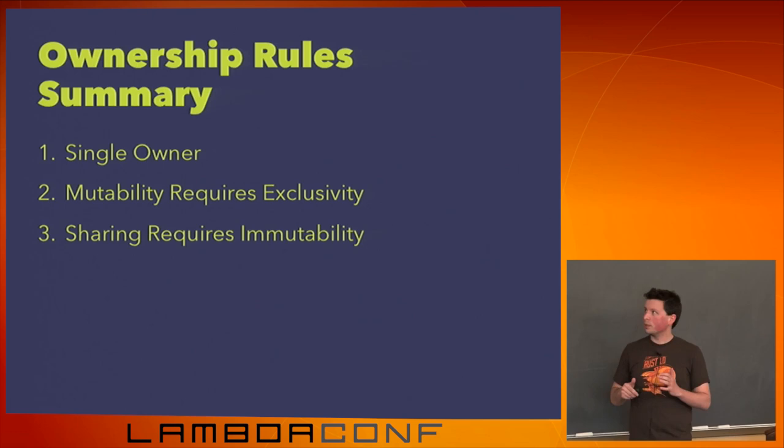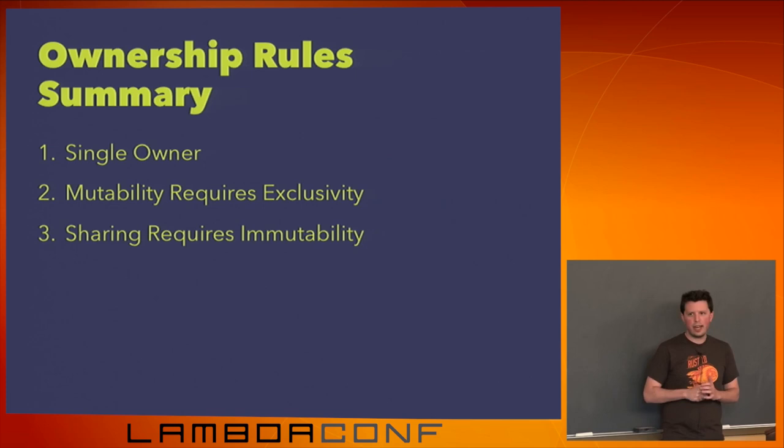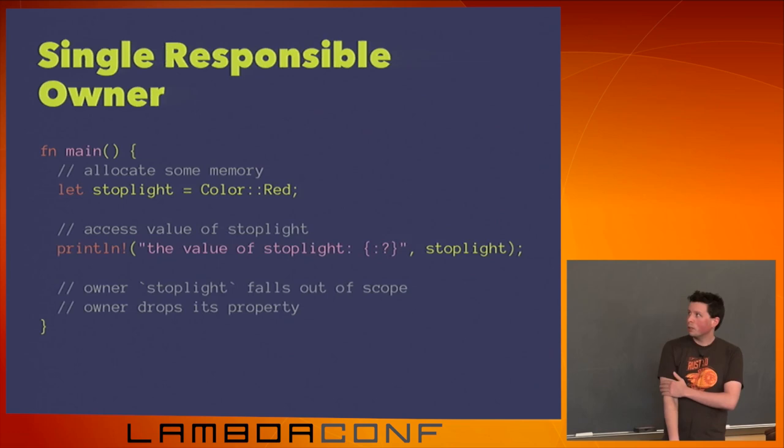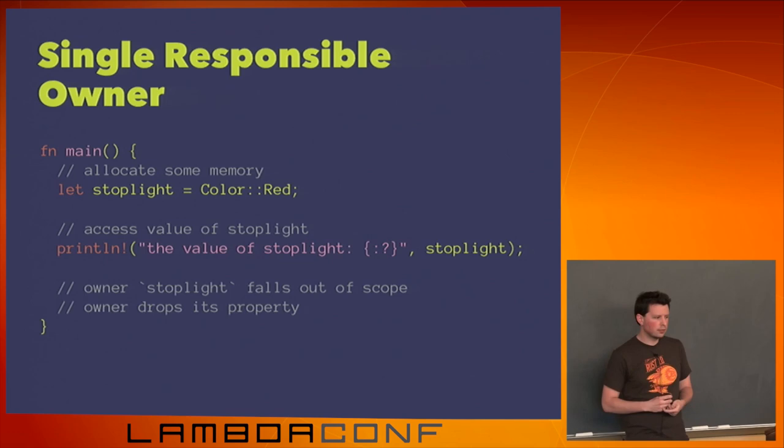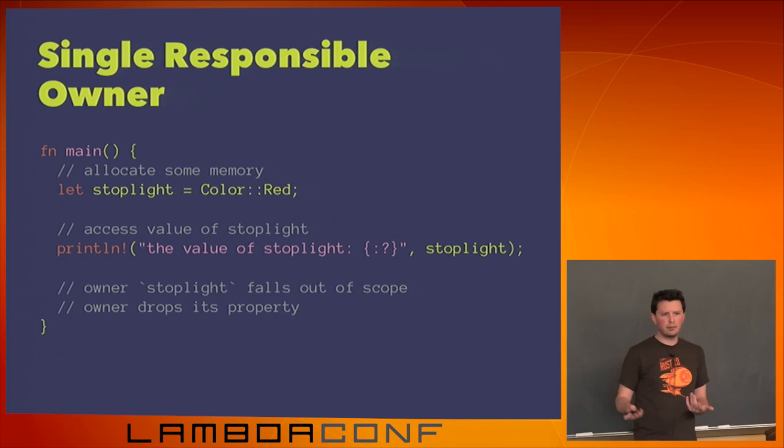What's really fascinating about all this is that this is a compile time idea. There is no runtime cost to this. It's inlining each of those calls in the same way that you would in C. So we have a single responsible owner. Each time you declare a variable binding, a name binding, that becomes the owner over some resource. When that name falls out of scope, it will recursively drop anything it owns. When it drops that stuff, it's going to run its destructor or just free that memory or do whatever cleanup is necessary.